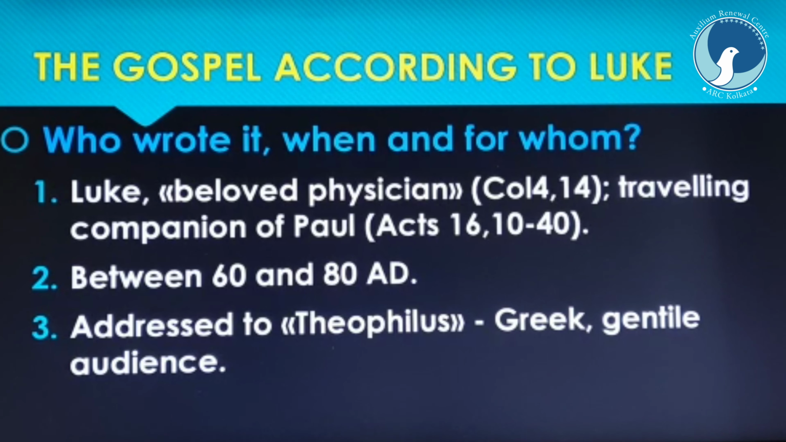The Gospel is written sometime between 60 and 80 AD. And it is addressed to Theophilus, as we would see in the very first prologue to the Gospel. Theophilus is a name which means someone who loves God. He is Greek, and therefore it is a Gentile audience to which Luke is writing.